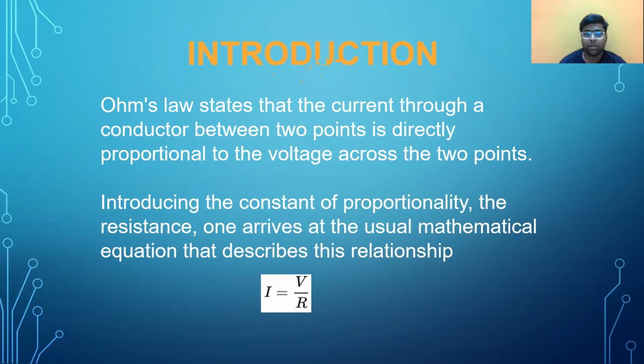Ohm's law states that the current through a conductor between 2 points is directly proportional to the voltage across the 2 points. Introducing the constant of proportionality, the resistance, one arrives at the usual mathematical equation that describes this relation: I equals V by R. By this equation, we can calculate current, voltage and resistance. This is Ohm's law. Now, we'll learn about KCL and its applications.